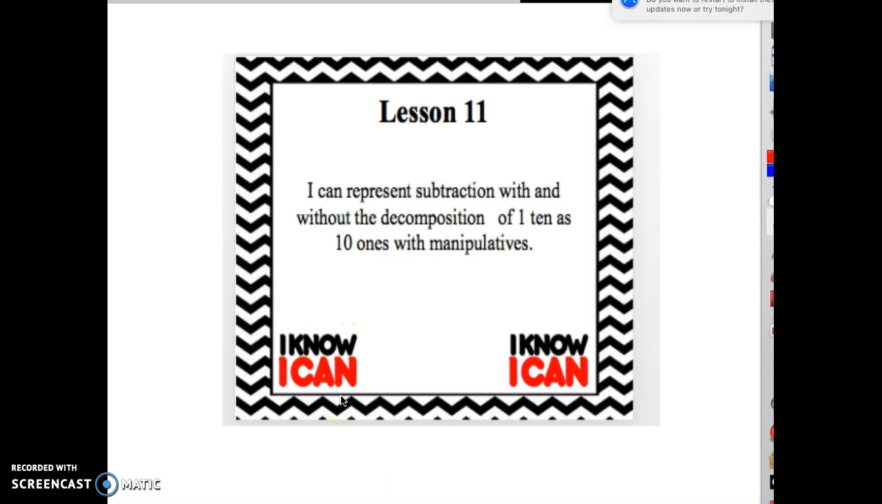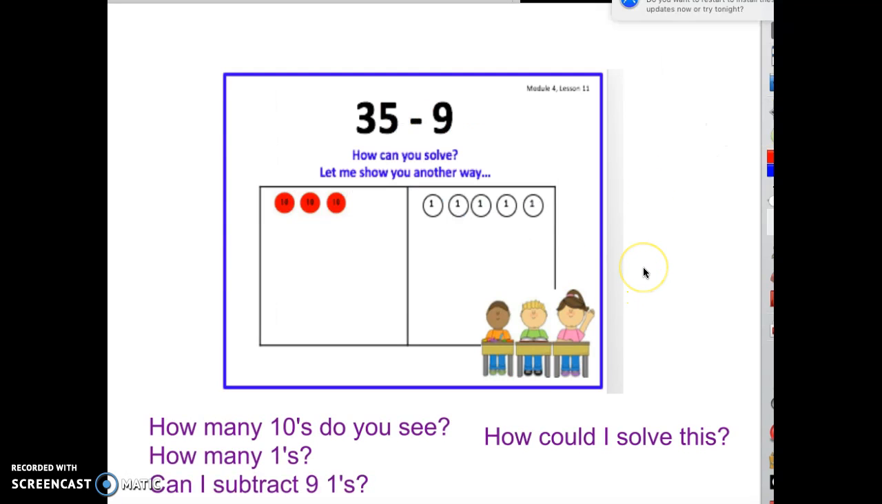I can represent subtraction with and without the decomposition of 1 ten as 10 ones with manipulatives. All right, you're going to need your dry erase board, your sock, your marker, and place value discs that should be at the table. For this first one, I just want you to watch. The next one, you're going to be working with me.